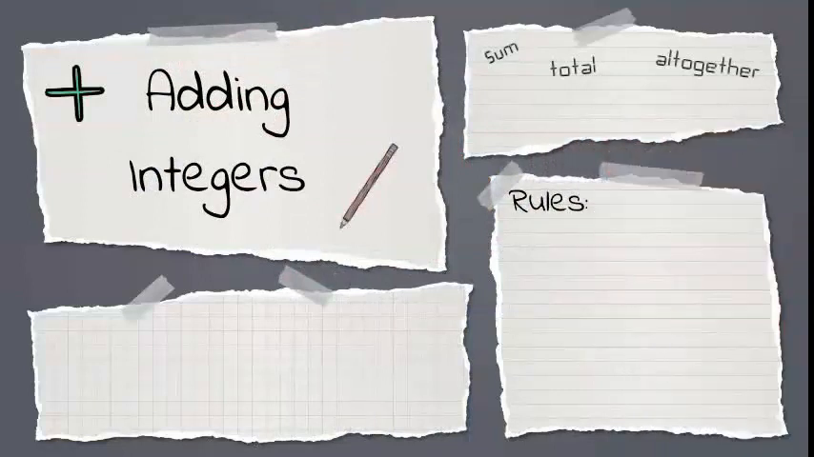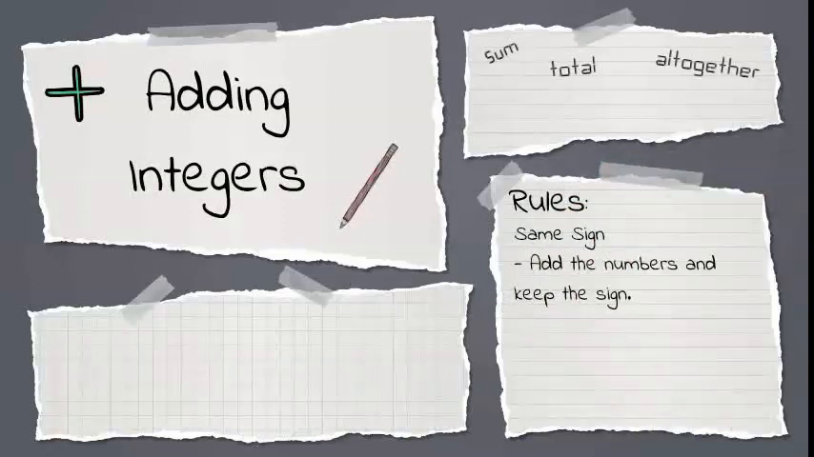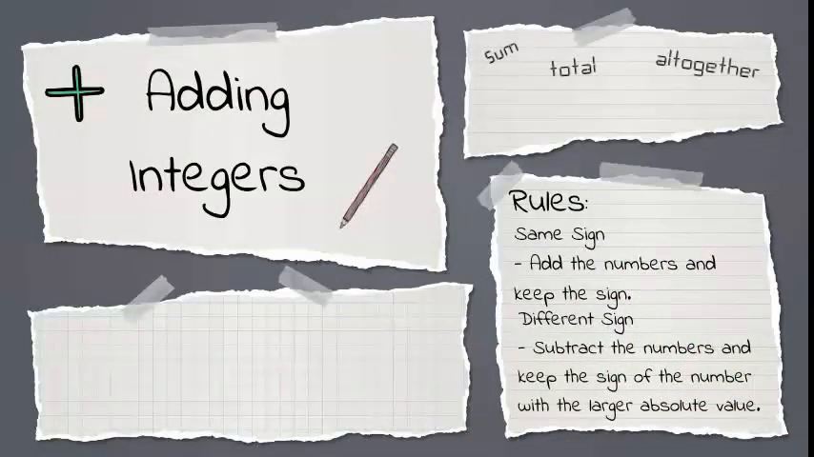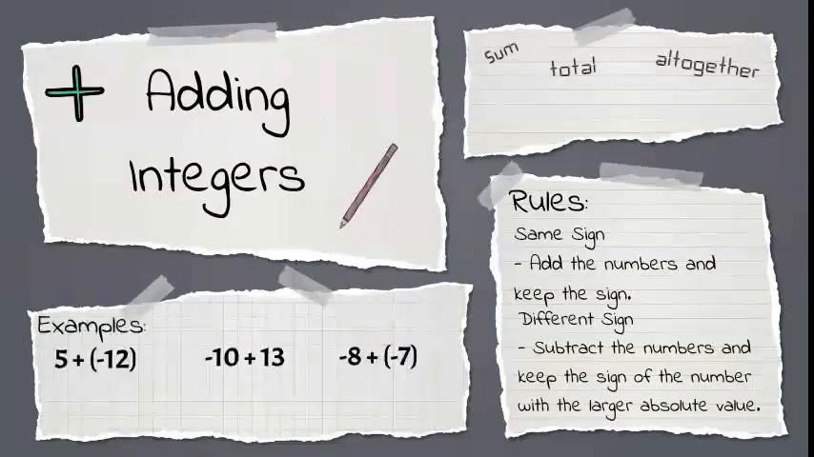The rules for adding integers depend on the signs of the numbers that you're adding. If they're the same signs, add the numbers and keep the sign. If they have different signs, subtract the numbers and keep the sign of the number with the larger absolute value. Let's look at some examples.